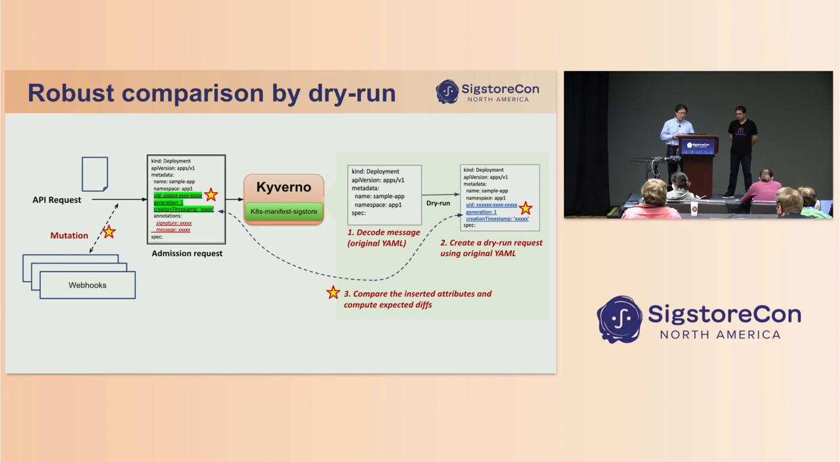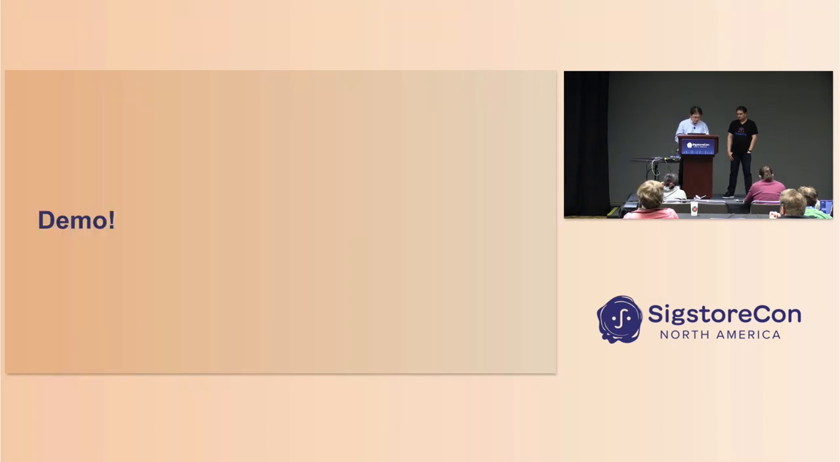So the approach is like this. The admission request comes, but before it comes to Kyverno, some attribute, label or annotation, some part of the YAML manifest is mutated, maybe something is added. But this change is also computed in the dry run in the admission controller. Then you can compare those two, the dry run result and the request coming to the admission controller. Then you can automatically filter the expected mutation. So let me show the demo.